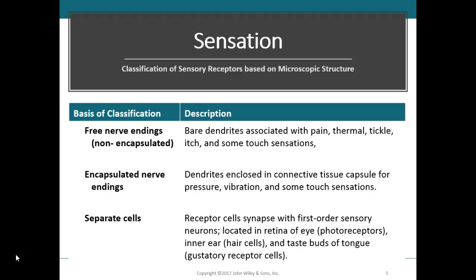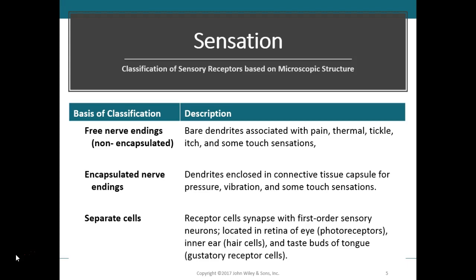So we can classify these receptors based on several categories. The first we'll look at just briefly is microscopic structure. So I've got the words here on this slide. The very next slide will be a picture that shows you an example of these. So the first classification are free nerve endings. So remember, dendrites are those sensory receiving parts of a neuron. So bare dendrites, a lot of these are going to be associated with pain, temperature, tickle, itch, and some of those touch sensations, some of those somatic sensations as well.